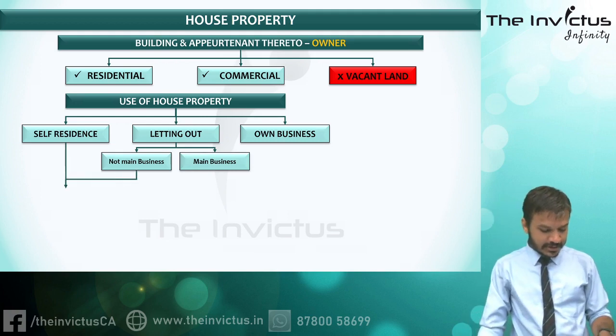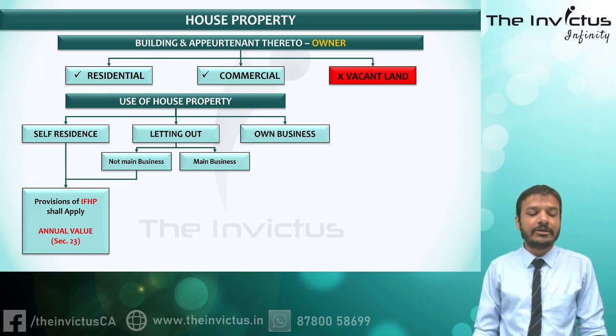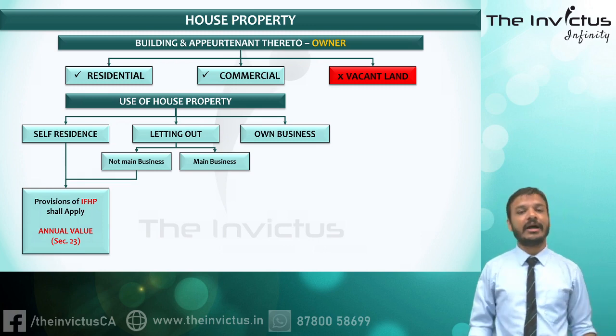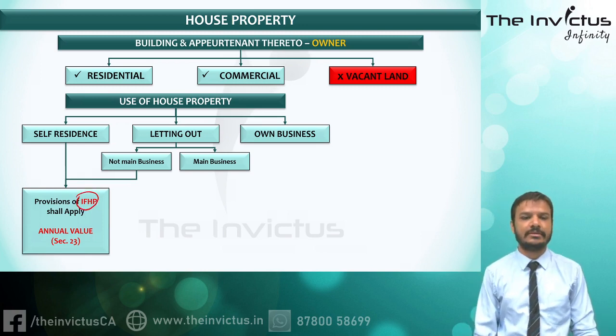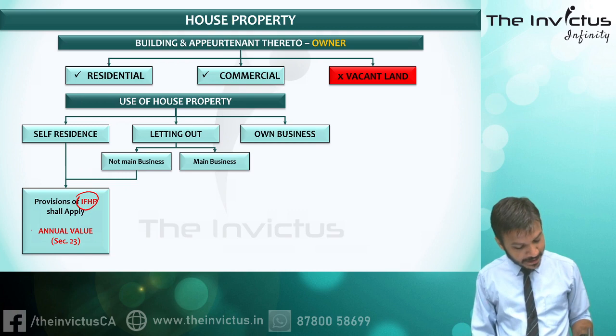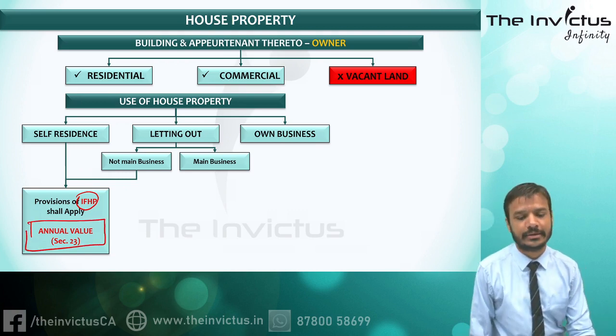In case of first, self-residence, and if letting out is not my main business, then income will be chargeable under the head IFHP, and provisions of income from house property shall apply. And I need to determine annual value as per section 23. Clear?